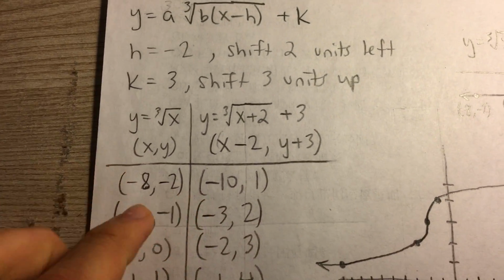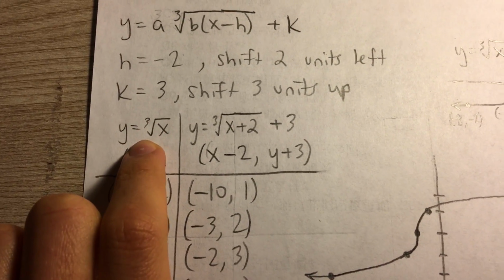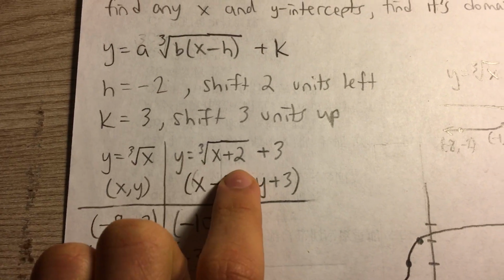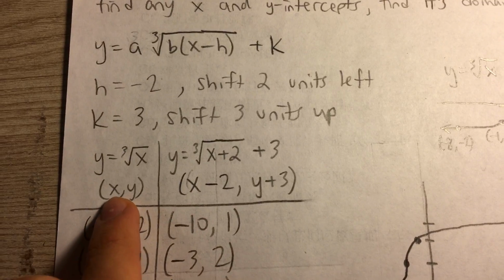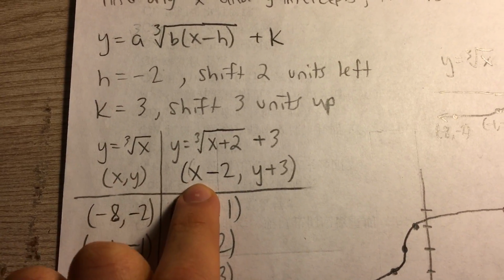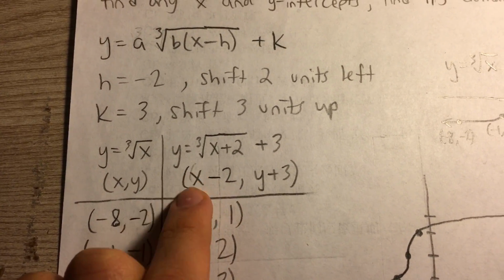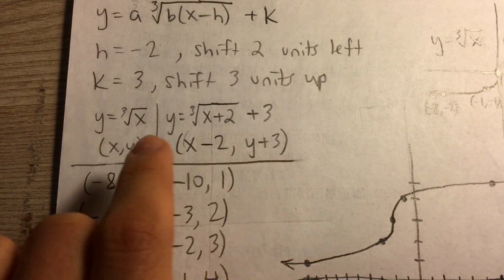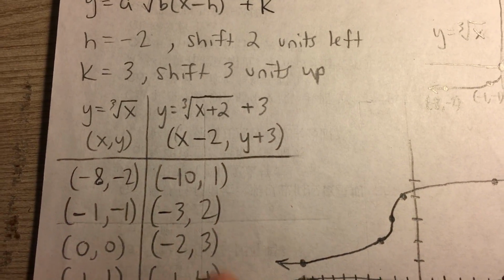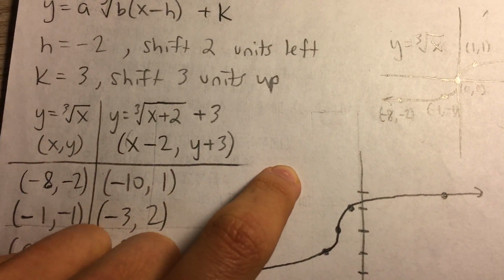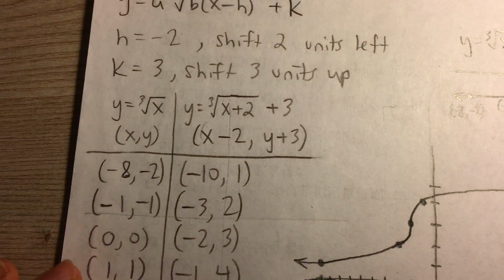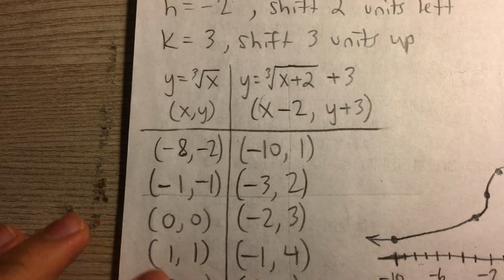And so now I can compare the coordinates of the base function with the transformed function I have here. Any x coordinate is going to be x minus 2, because I take the coordinate and move it 2 units to the left, in other words, subtract 2. And it's going to be y plus 3. In other words, I take any y coordinate and add 3 units. I shift it 3 units up.